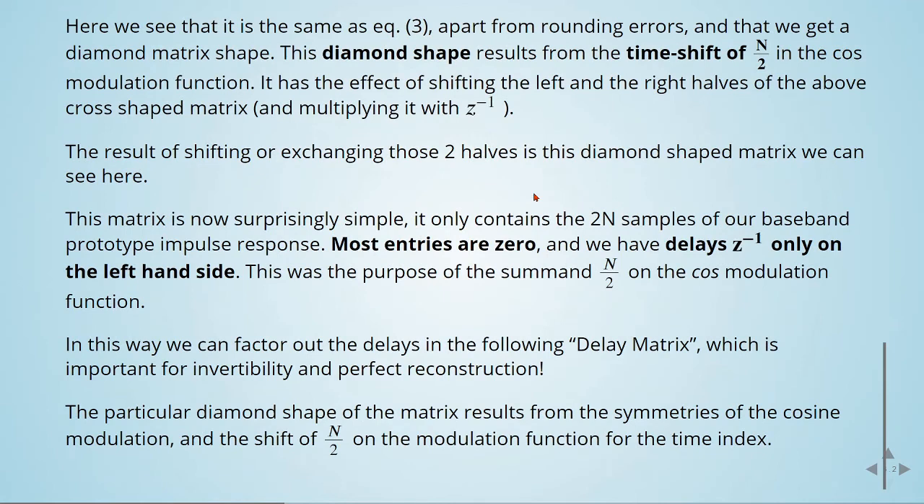And this was the purpose of the shift of capital N divided by 2 in the cosine modulation function. In this way, we can factor out the delays using what we will call a delay matrix, which is very important for invertibility and perfect reconstruction. The particular diamond shape of the matrix results from the symmetries of the cosine modulation and the shift of capital N divided by 2 on the modulation function for the time index.